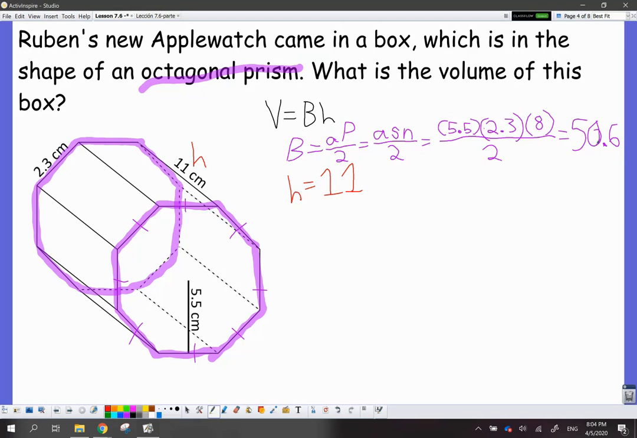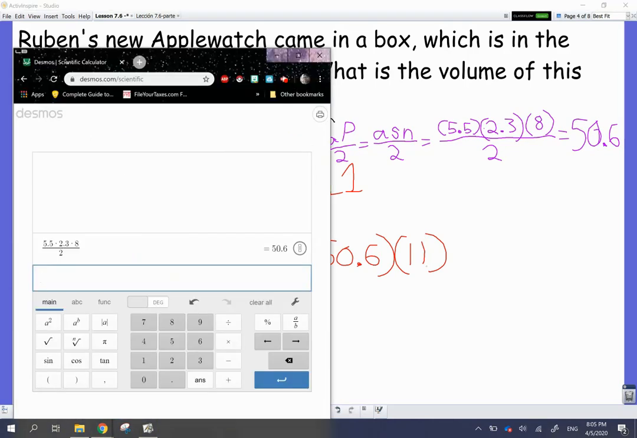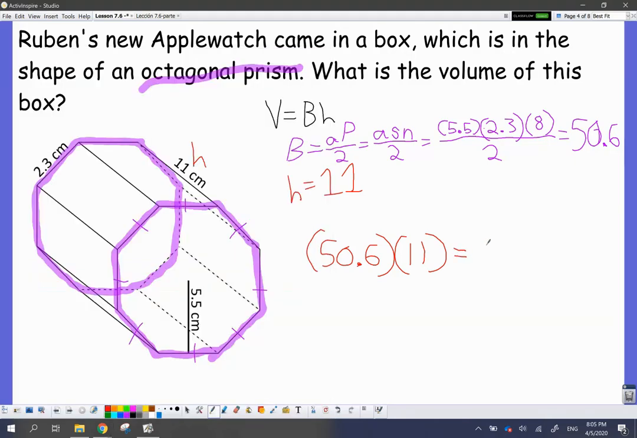So now I know the area of my base. I know the height of the prism. Our formula for volume tells us to multiply them together. So we have 50.6 times 11. If we go back to our calculator, 50.6 times 11 gives us 556.6. So the volume here, 556.6.